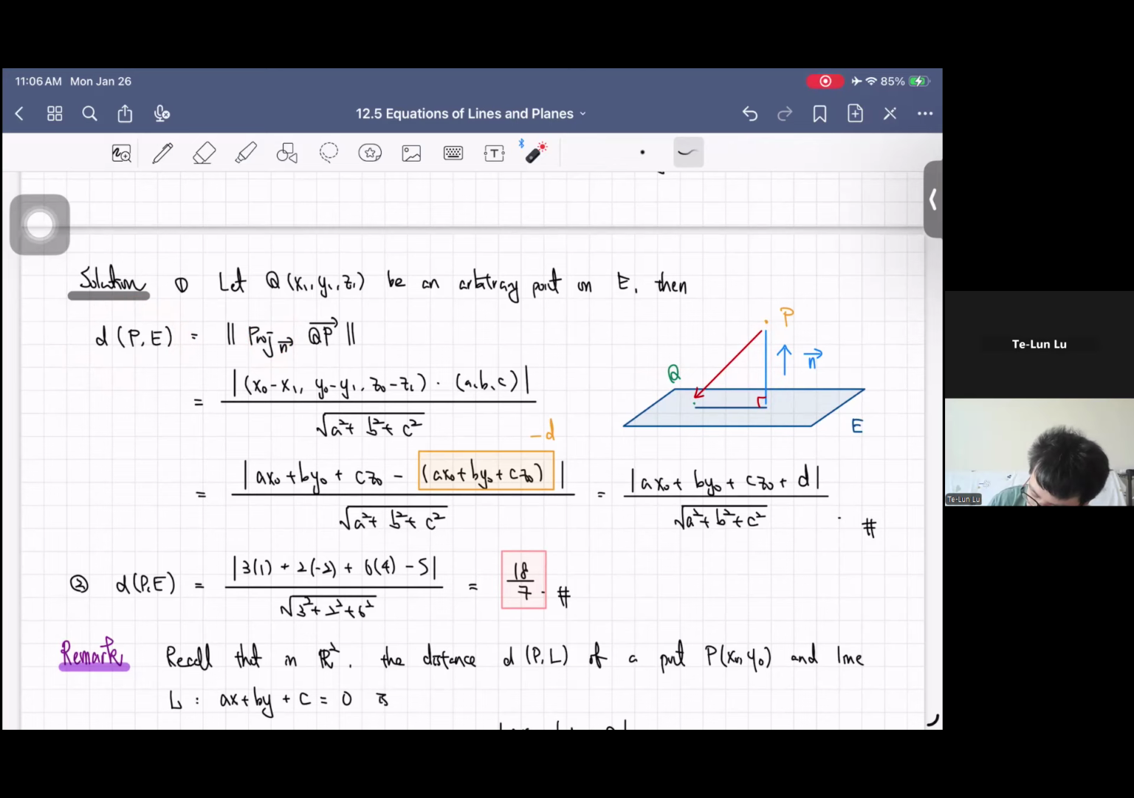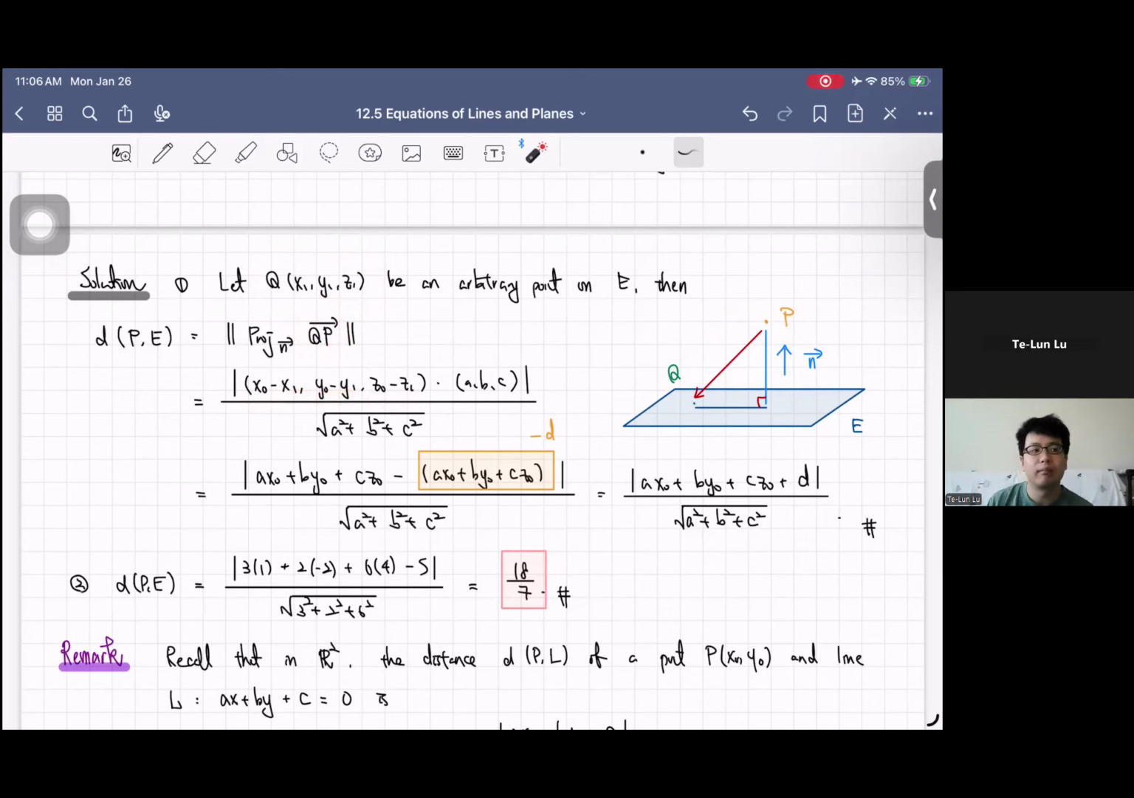Actually, I should draw this in another direction, but it's okay if you use this direction or this direction. It will all be the same, because we're only interested in the magnitude. So you see that in this case, if I set Q to be (x1, y1, z1), then QP will be (x0 minus x1, y0 minus y1, z0 minus z1).